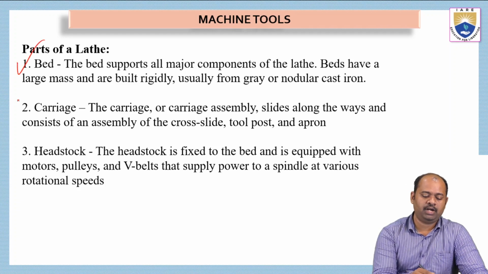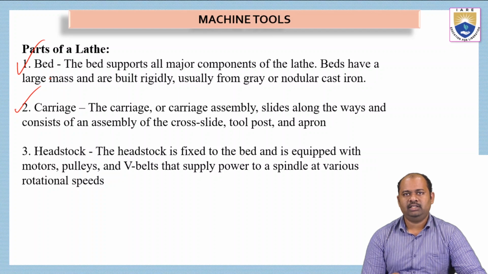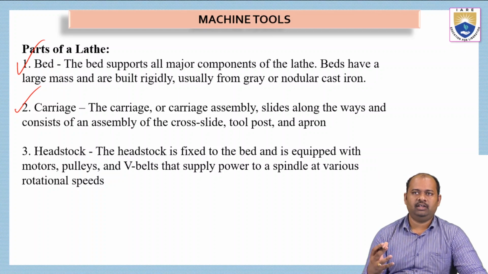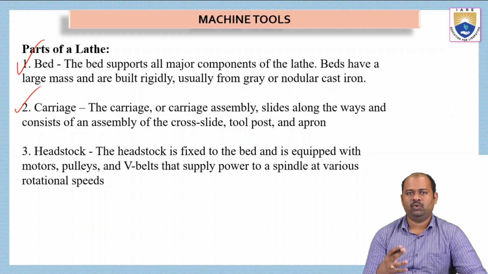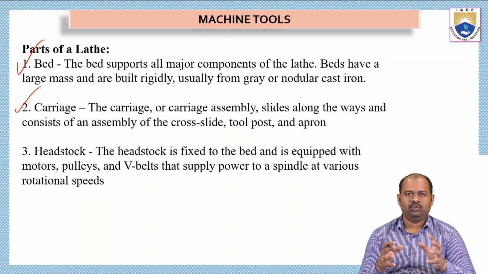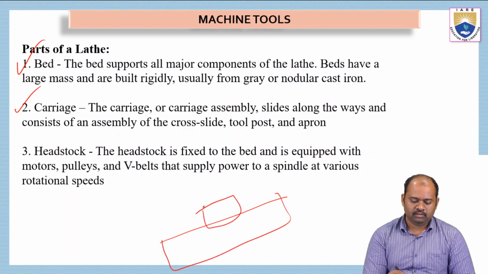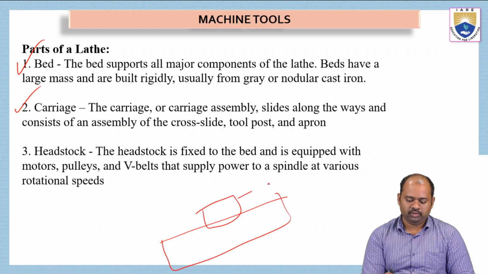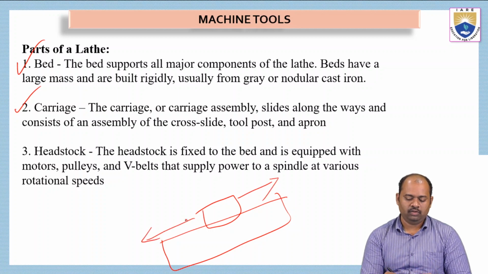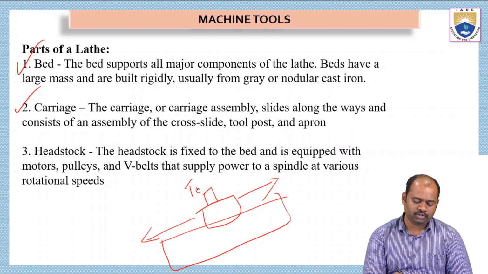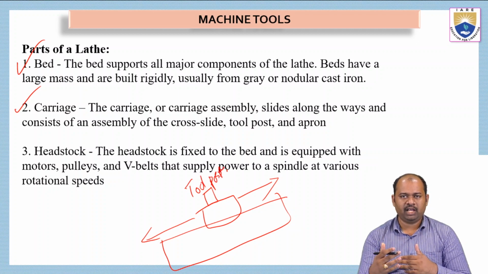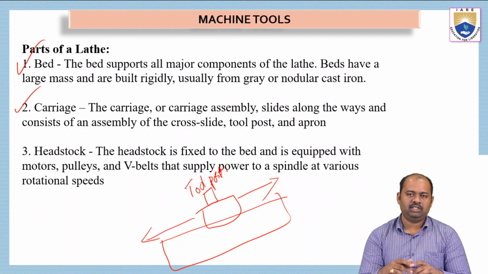And then we have the second part, the carriage. The carriage assembly slides along the bed and contains the assembly of the cross slide, tool post, apron, etc. So all the moving mechanism. The bed is there, and on this bed we have the carriage, which can move in this direction or in this direction. On this we can keep the tool post, the feed giving mechanism, etc. Everything will be placed on this carriage only.